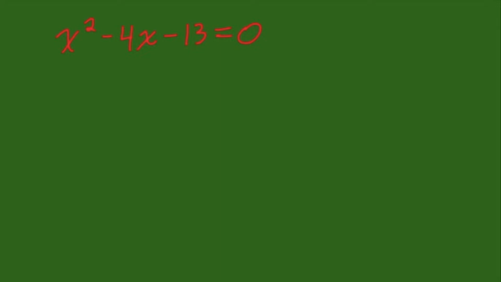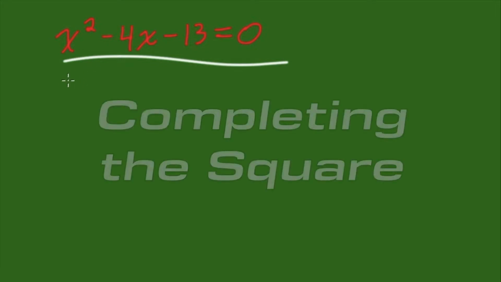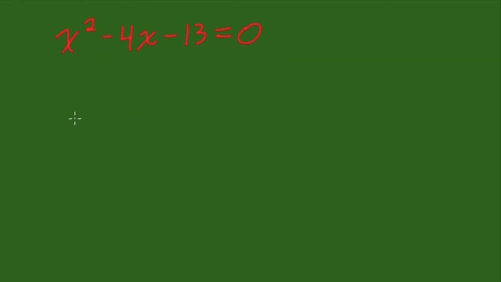Hello and welcome. In this video, I'm going to show you how to solve a quadratic equation by completing the square. So the only thing you will need to know before we get started is remember that the standard form of a quadratic equation is ax squared plus bx plus c. So in our case, c is minus 13, b is minus 4, and a is 1.